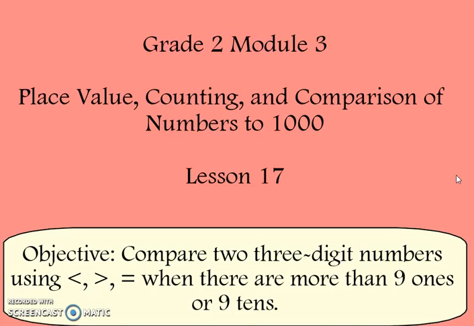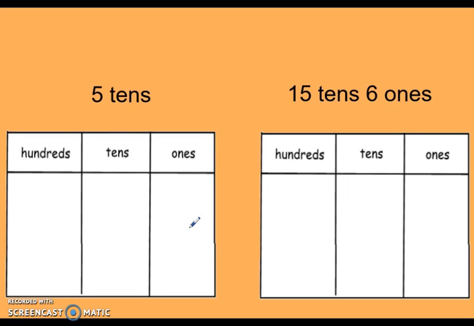Today we're going to do Module 3, Lesson 17, and our objective is to compare two 3-digit numbers using less than, greater than, or equal to when there are more than 9 ones or 9 tens. So here we're going to use our chart and draw discs to compare 5 tens with 15 tens and 6 ones. So first I'm going to draw 5 tens.